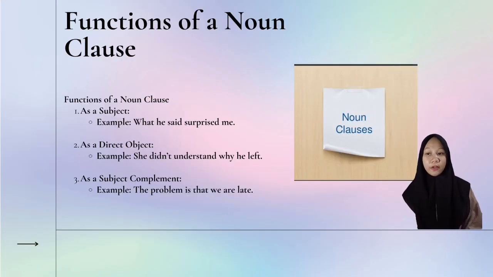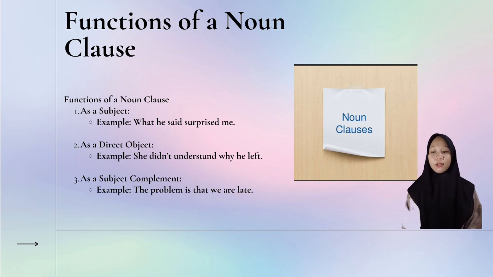Okay, move to the function of a noun clause. Noun clauses can take three main roles: as the subject of a sentence, the object of a verb, and as a complement. As a subject, the example is "What he said surprised me." In this case, "what he said" is the subject of the sentence. As a direct object, the example is "She didn't understand why he left." Here, "why he left" functions as the direct object of the verb understand.